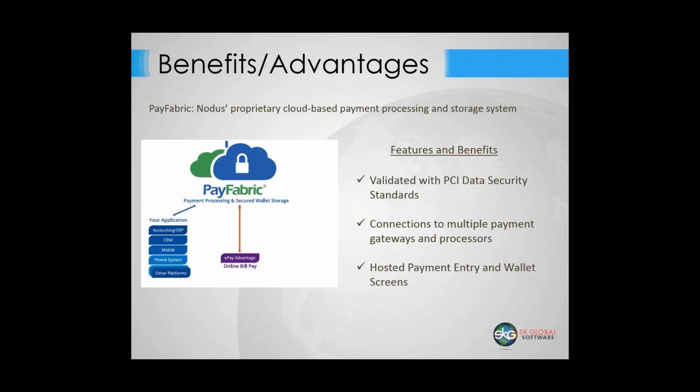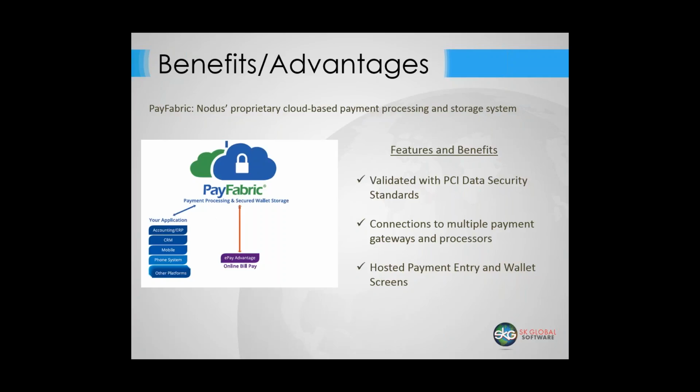The solution involves, as I mentioned, the AX integration, which we'll show in a second. It involves a website where you have this portal where customers come in to access their invoices and payments. The third component is what's called Pay Fabric. Pay Fabric actually exists in the Amazon Web Cloud. It's a solution there that actually stores the credit card information in a tokenized fashion, and it's the part that integrates with the processors and the gateways. So that's the piece that Nodus has and maintains, and so therefore the value is that it's been validated by PCI and validates against those standards.